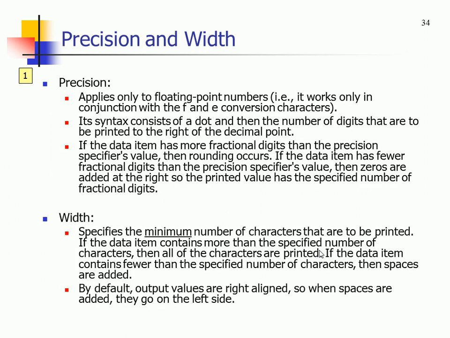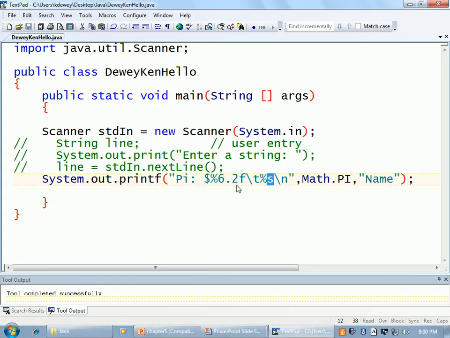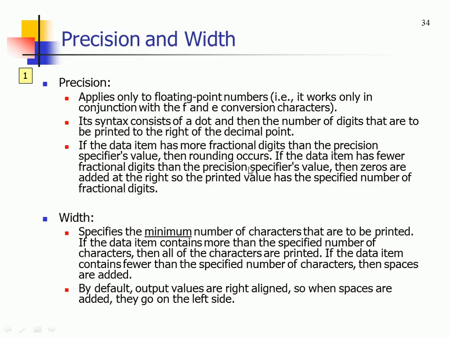So, all right. Now let's look at precision and width. Okay? Precision is the points, the number of periods. That's the 0.2 I used. That's this guy right there. Okay? It says, works in conjunction with F and E. If syntax consists of a dot, then the number of decimals are those to be printed to the right. In other words, the decimal places. Right? If the data item has more fractional digits than the precision, it rounds it. Obviously, pi had more than 2, so it rounded it. Okay. If it has fewer, then it adds zeros.